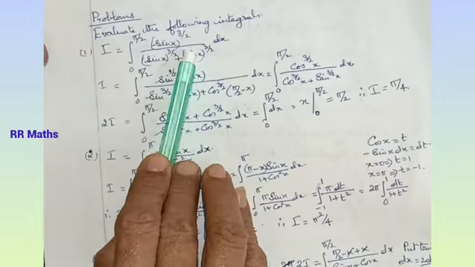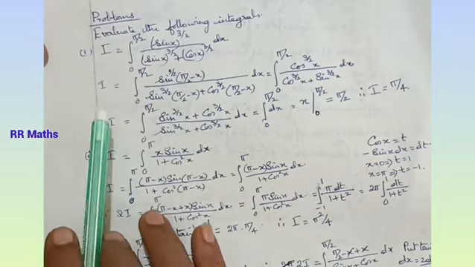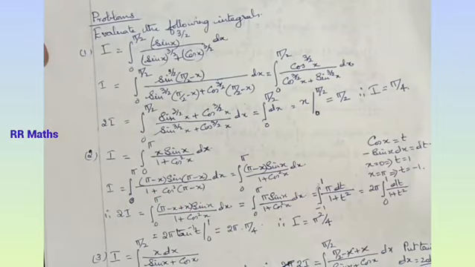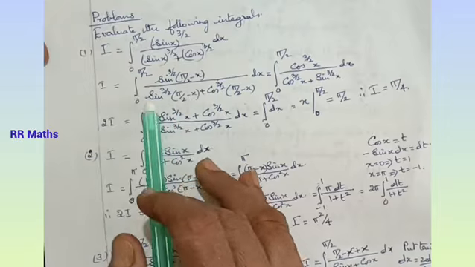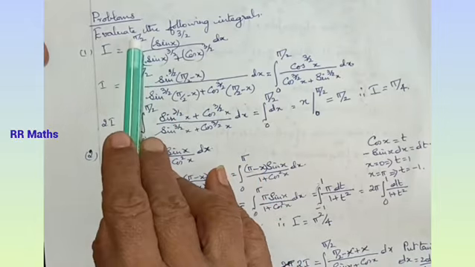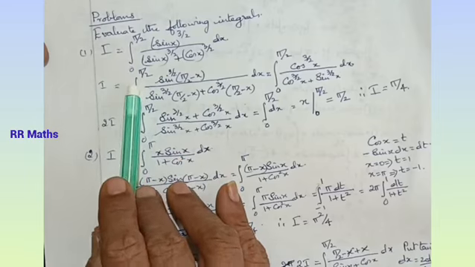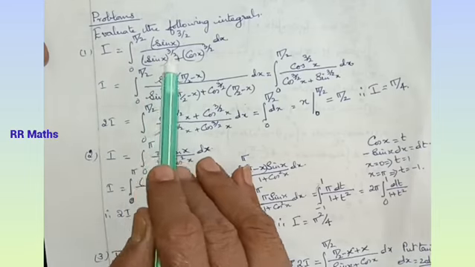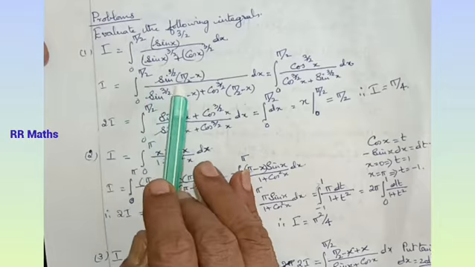Once you call this as I, we use property 4, which says that the integral from 0 to a of f of x dx is equal to the integral from 0 to a of f of a minus x dx. That means I'm going to substitute my upper limit. Now we have the limit 0 to pi by 2, so instead of x, we will substitute pi by 2 minus x.